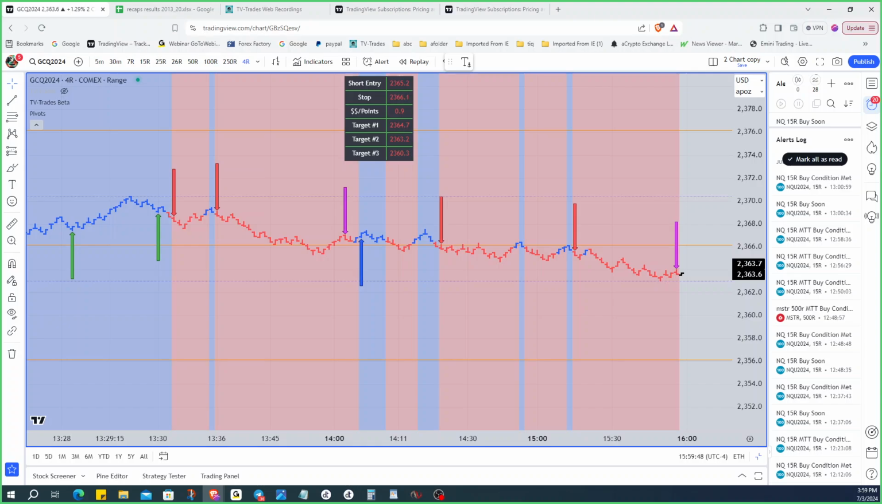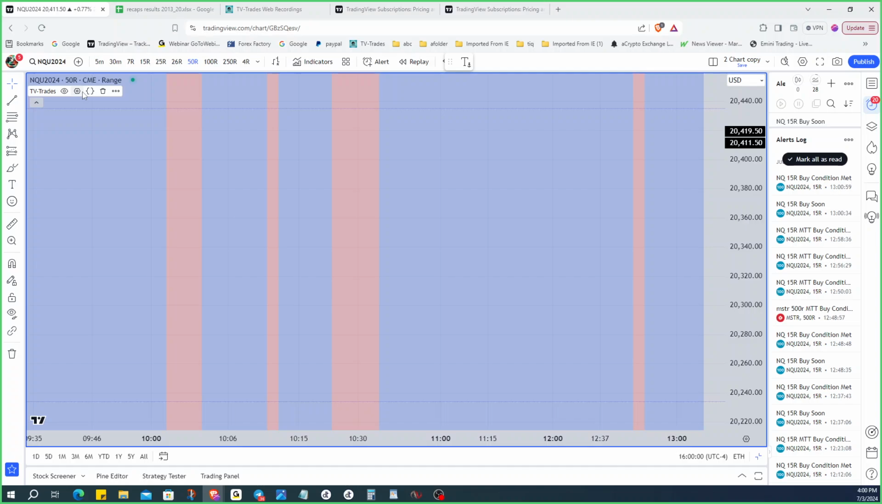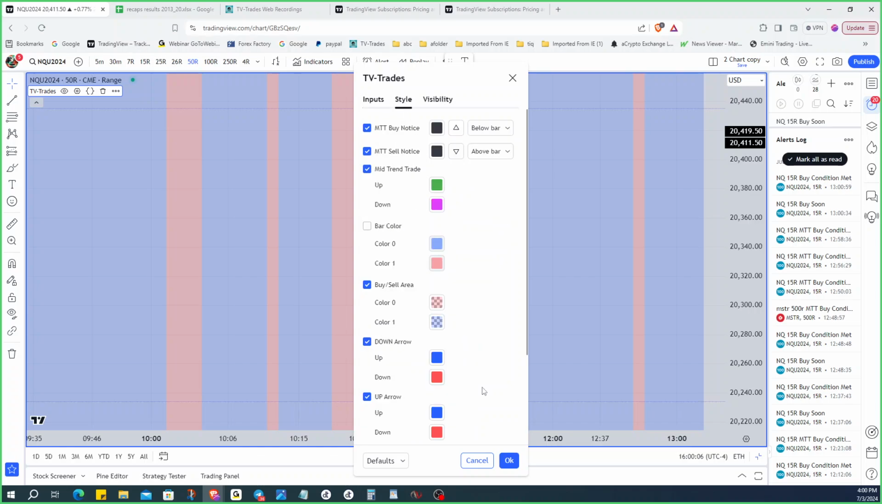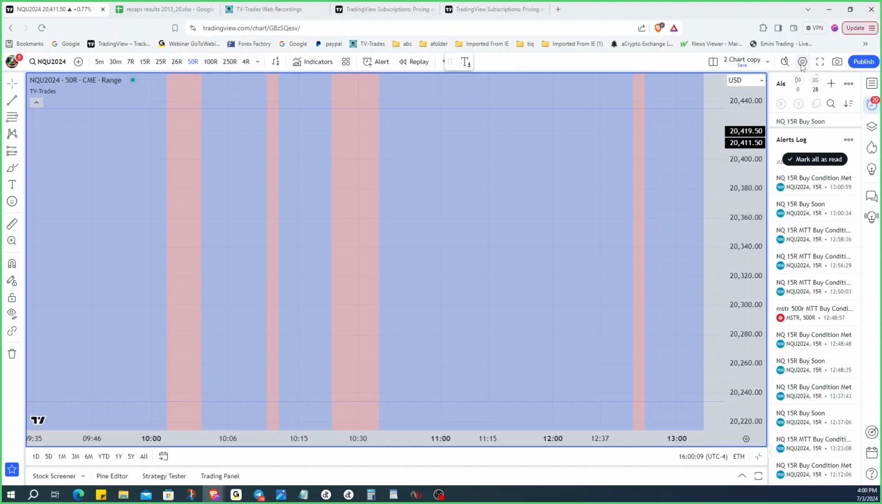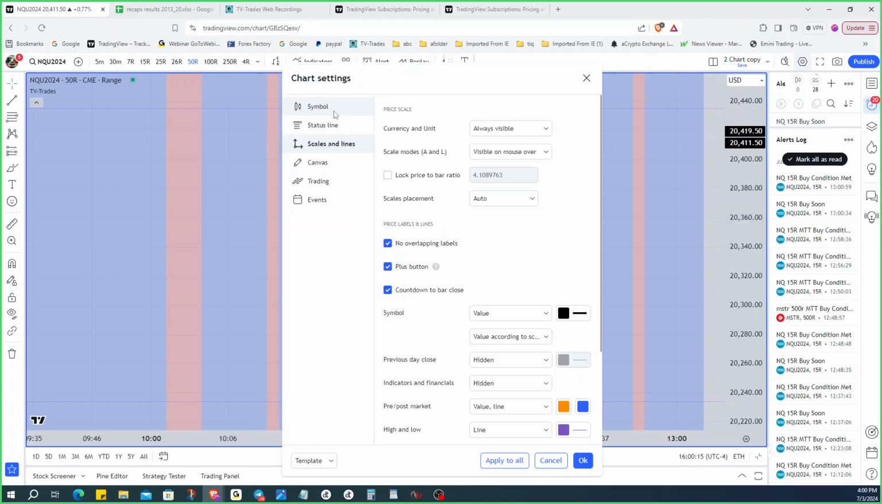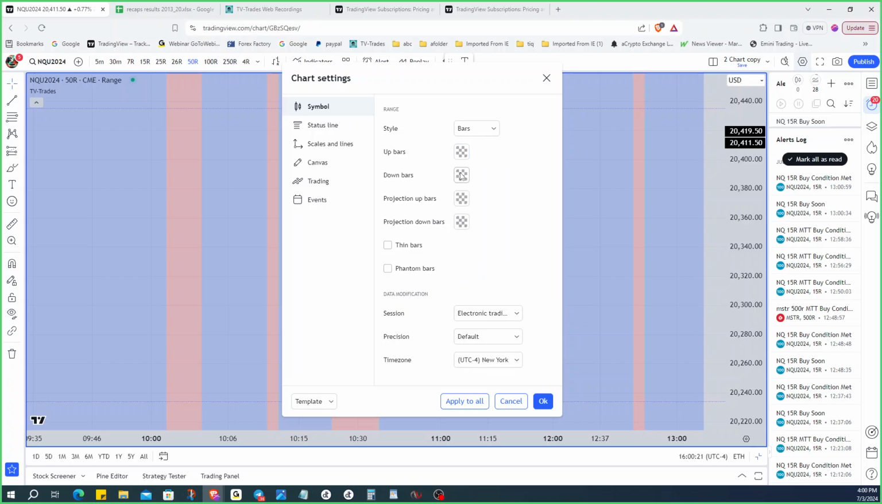Yeah, I am only concerned with the background color. Now let me show you how to do that. Okay, minimize this and I'll show you. To get just the background, you put on the TV Trades, and then inside the TV Trades, you can uncheck everything. But you also have to right click on this and go to settings, and in symbol, go to up bars and make your opacity 0 on the up bars, your down bars, your projection up bars, and your projection down bars. That's to get it so that it's just color like this.